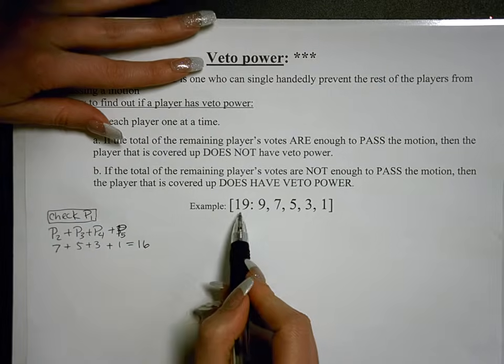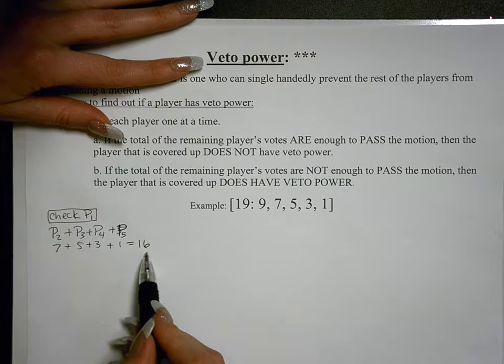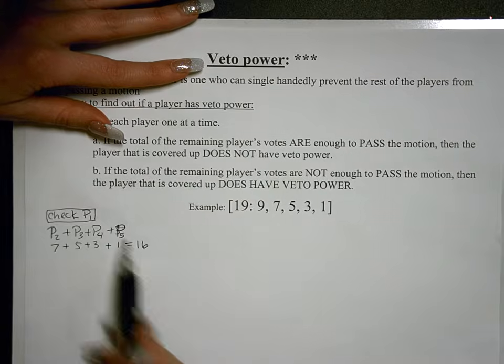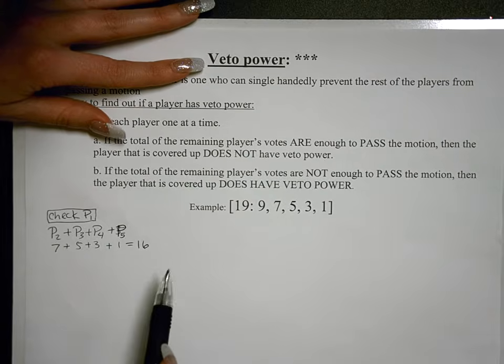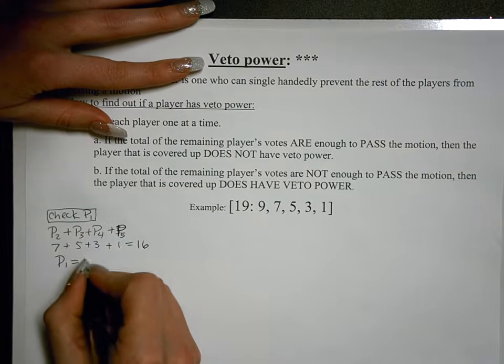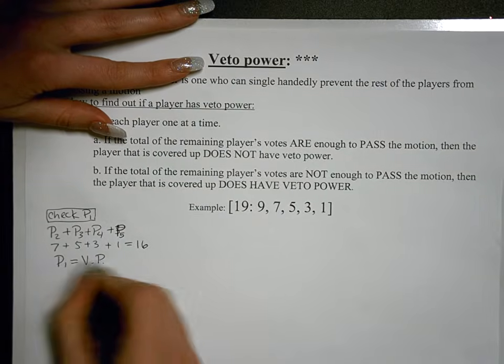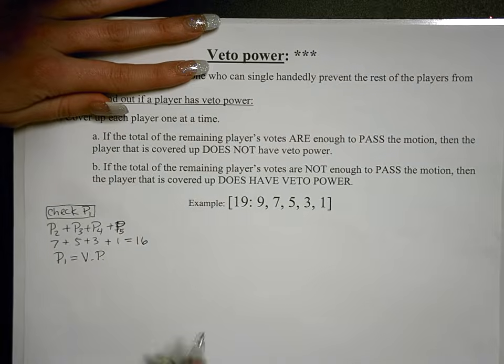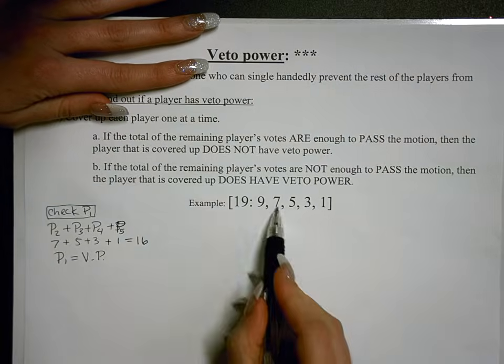Now, you need 19 votes to pass a motion. So what this means is that without player 1's 9 votes, the remaining 4 people cannot pass a motion. Therefore, player 1 has veto power, and I'm just going to say VP, VP for veto power. Okay, player 1 has veto power. Now I'm going to go ahead and check the next player, player 2.